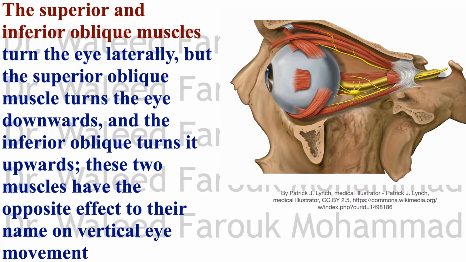As mentioned before, this is the superior oblique muscle, you see that? It turns around the trochlea of the eye. That's why the nerve that supplies it is called the trochlear nerve. It turns the eye laterally, and the superior oblique turns the eye downwards as well.